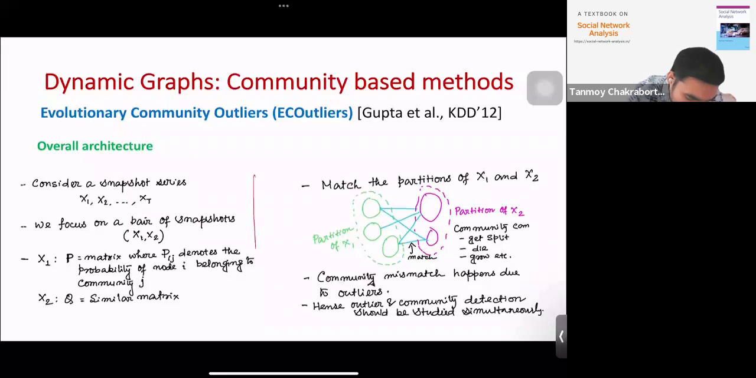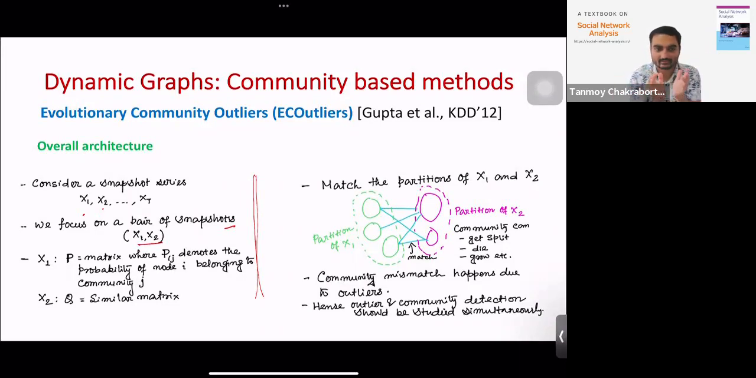So these are some of the notations that we need to understand. Consider a snapshot series X1, X2, X3, dot, Xt. These are t different snapshots of a particular graph. We focus on a pair of consecutive snapshots: X1, X2, then X2, X3, X3, X4, and so on. We denote X1 by a matrix P, where every entry Pij indicates the probability of a node i belonging to a community j.